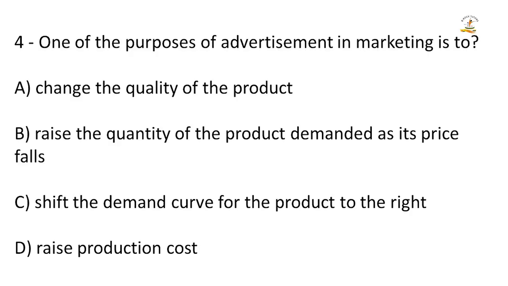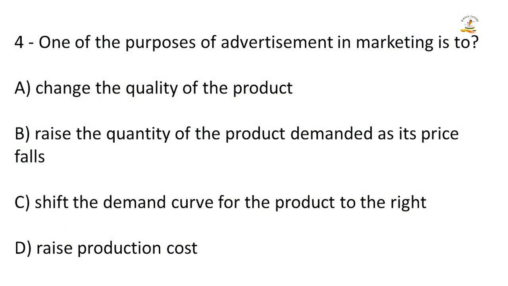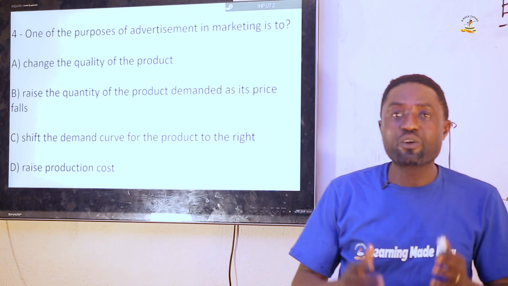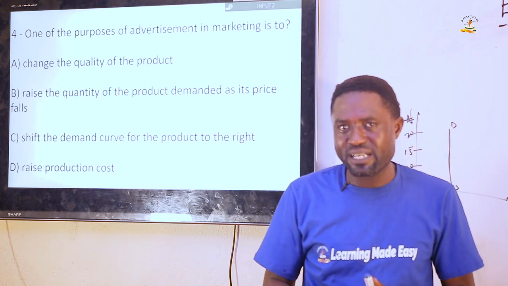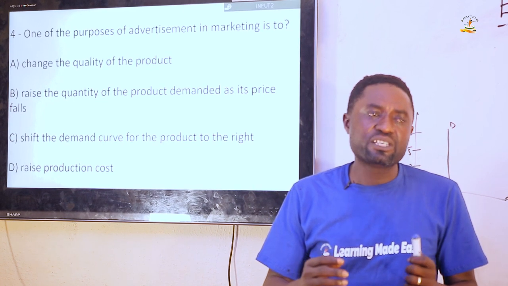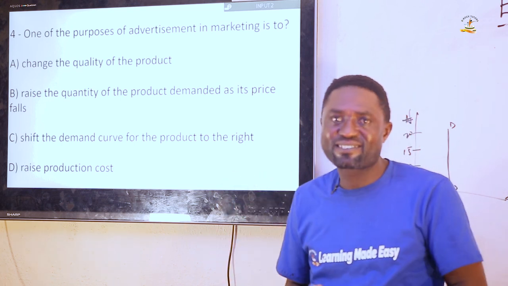Question number four. One of the purposes of advertisement in marketing is to A, change the quality of the product. B, raise the quantity of the product demanded as its price falls. C, shift the demand curve for the product to the right. D, raise production cost. Advertisement is actually one of the factors affecting demand. And you see, it can either be in favor of a particular product or be against.